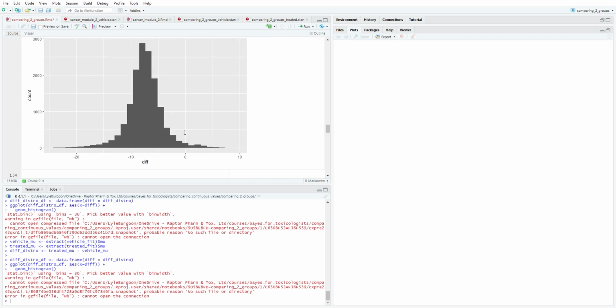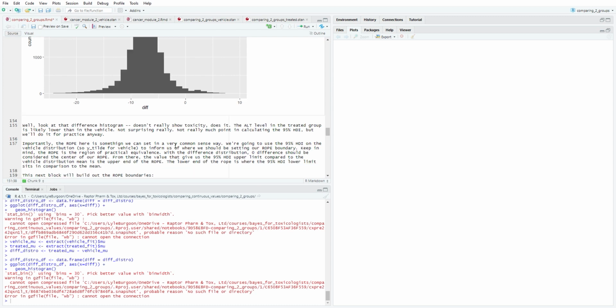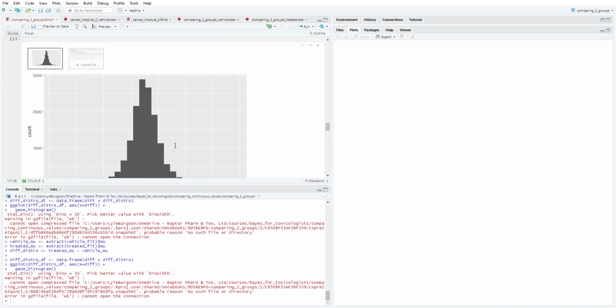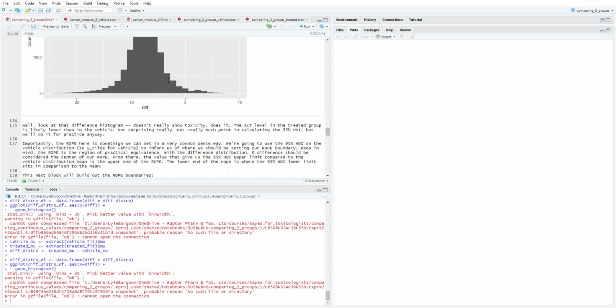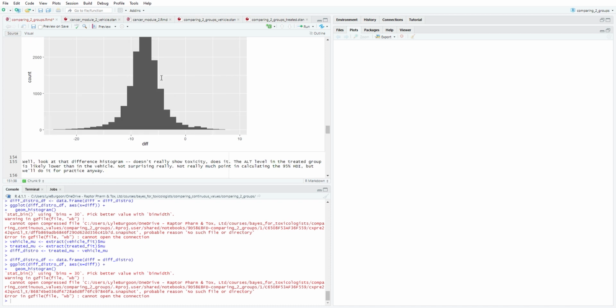And here you can see we've got this difference distribution. It's definitely to the left of 0. So we've got that going on, right? And now we can do an analysis just based off this difference distribution. Treated is not greater than vehicle in this particular case, so we know we don't have toxicity going on. You cannot really use ALT to say much about hepatoprotectiveness with the study design that we have.